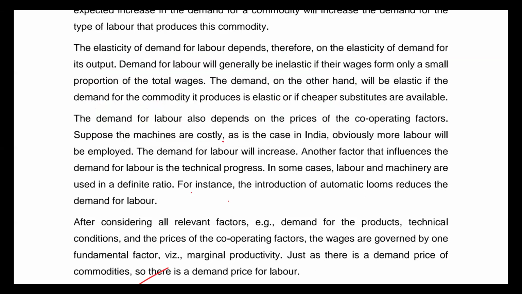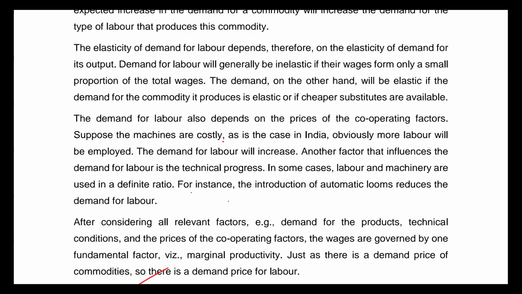For example, suppose that the machines are costly, as in the case of maybe Zambia, obviously more labor will be employed if machines are costly, right? If machines are costly, that would mean that people, instead of using machines, will embark on employing labor. But on the other hand, if you see the machines becoming less costly, cheap, people would resort to using these machines. Now, the demand for labor will decrease.